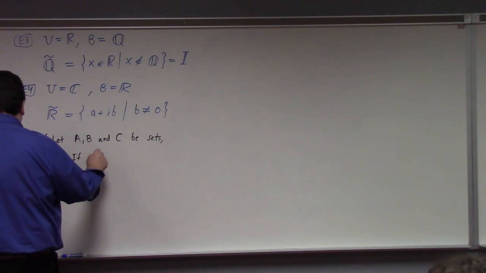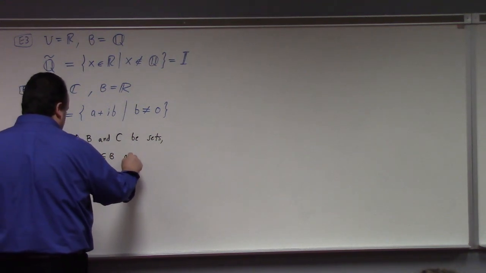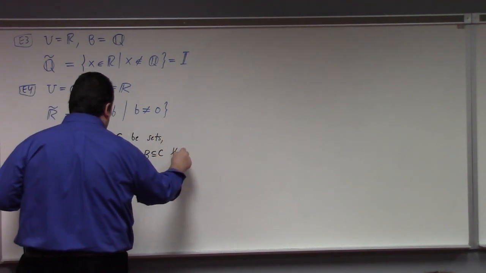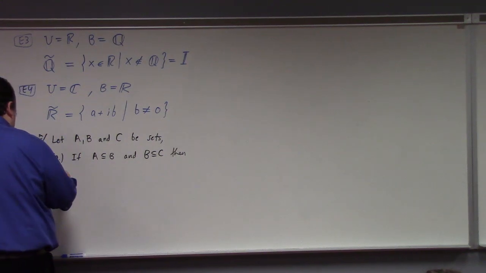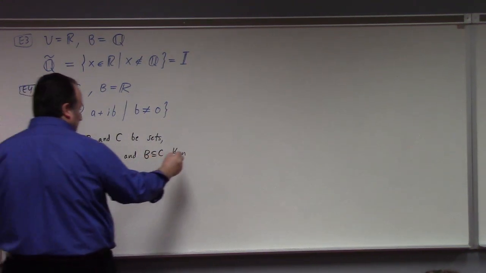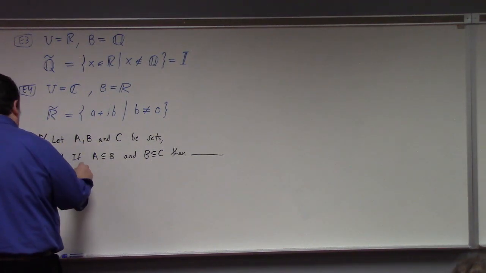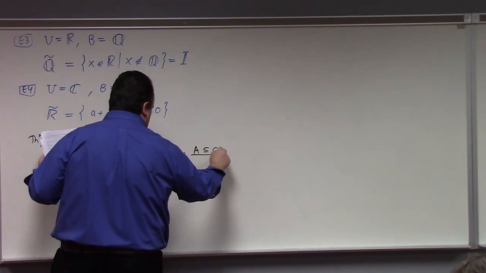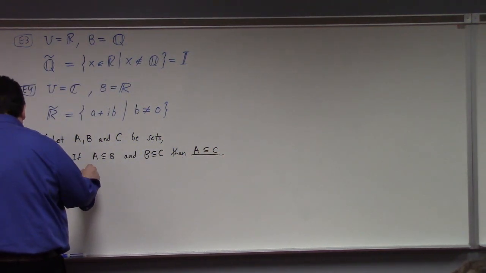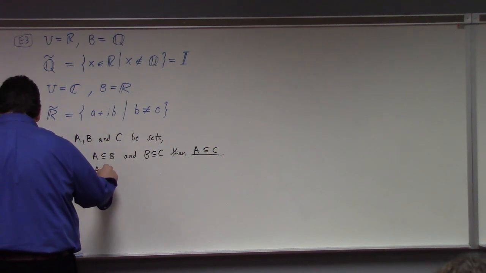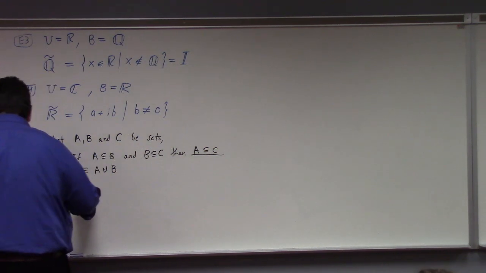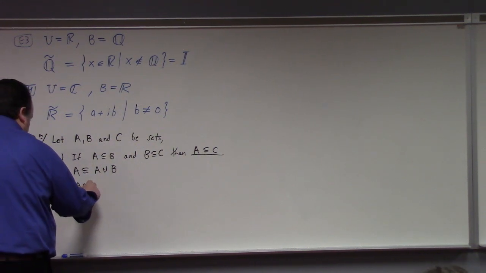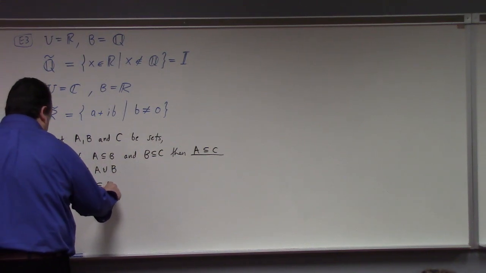If A is a subset of B and B is a subset of C, then what? You guys fill in the blank here. What do you think is going to be true there? A is a subset of C, right? So that's one thing that's true. Another thing that's true is A is a subset of A union B, rather. And also, part C here, the intersection of A and B is a subset of A.